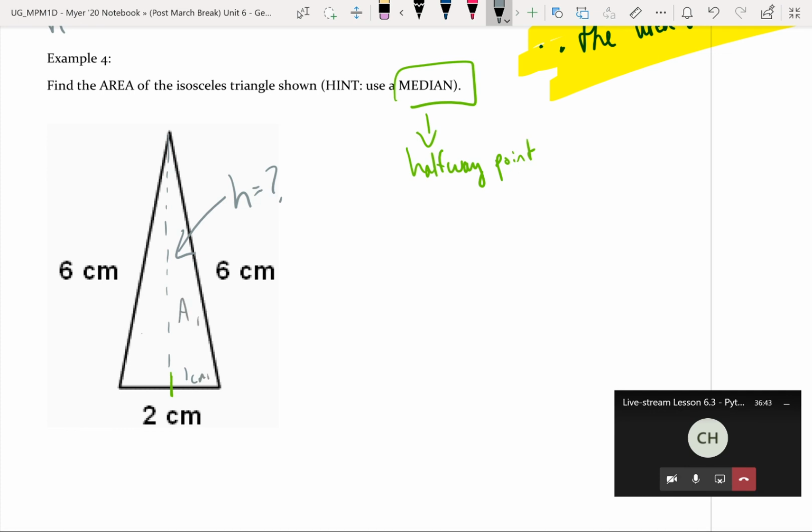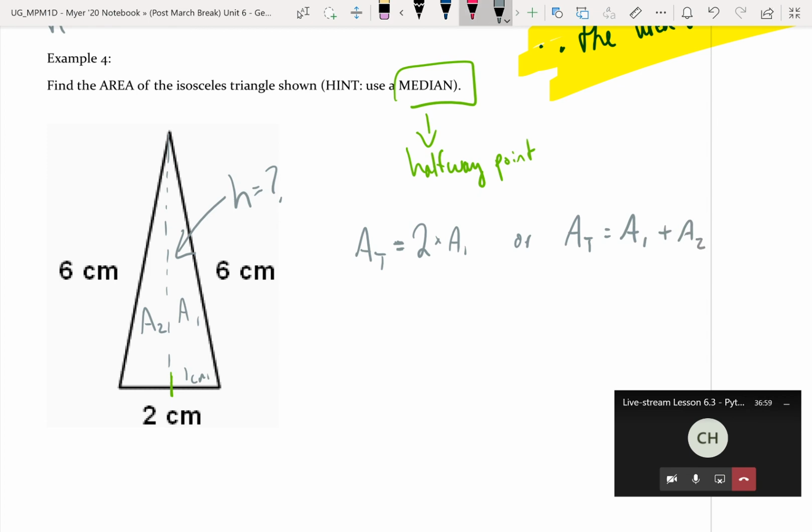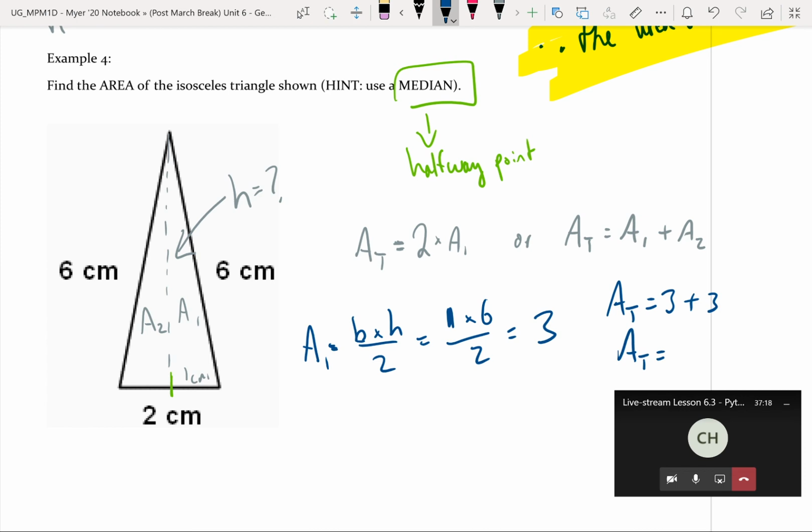So we're going to have area 1 and area 2. Area total is equal to, since area 1 and area 2 are the same, we could just do 2 times area 1, or you could say area total is equal to area 1 plus area 2. It doesn't really matter. So let's solve for what area 1 is. Area 1 is equal to base times height divided by 2, which is 1 times 6 divided by 2, which is equal to 3. So area total is equal to 3 plus 3, which is 6 centimeters squared.